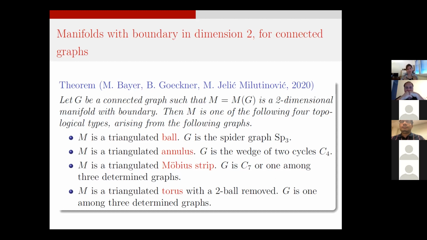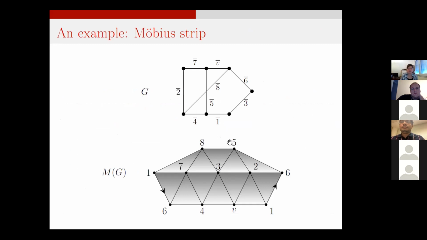We have some kind of weird situation here. For example, I can show you a picture. You see this graph. It's not spectacular, and its matching complex is this one. But that's definitely the Mobius strip. You just glue it, and that's it. At this point, someone would think, okay, if it's weird in dimension 2, what happens in higher dimensions? But in higher dimensions, everything is great again.